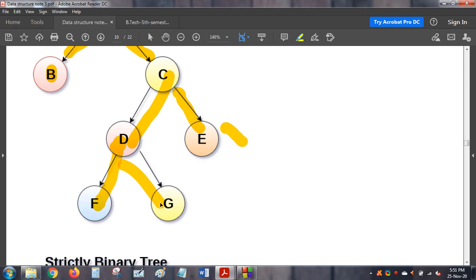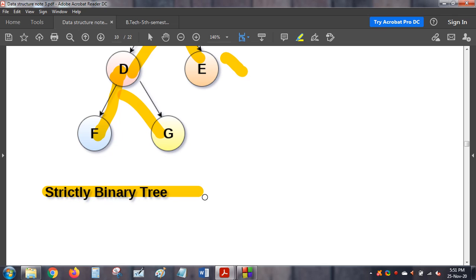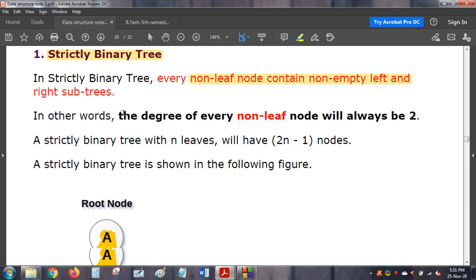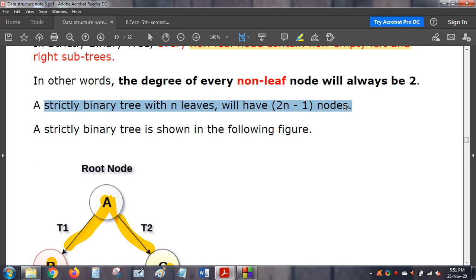So what is a strictly binary tree? In a strictly binary tree, the non-leaf... What is a leaf? A leaf is a node which does not have any children below it. A non-leaf means it will have some kind of children. So every non-leaf node contains a non-empty left and right subtree in the case of a strictly binary tree. In a strictly binary tree with n leaves, it will have 2n minus 1 nodes.